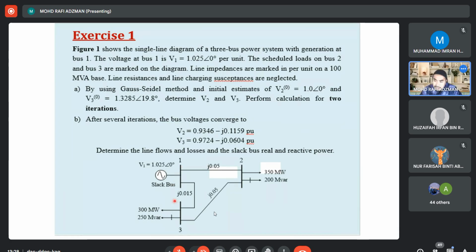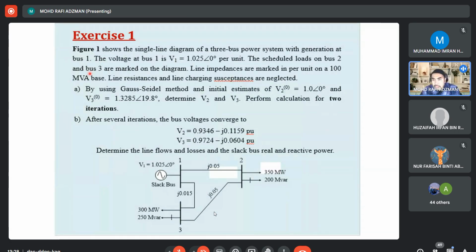So in this case, you can see that the line doesn't have a resistance value. Okay. And the line doesn't have a charging susceptance. Okay. So this I can say is an ideal case, very non-technical, meaning that in real life you don't get these values. Normally you have some small value of resistance. Okay.